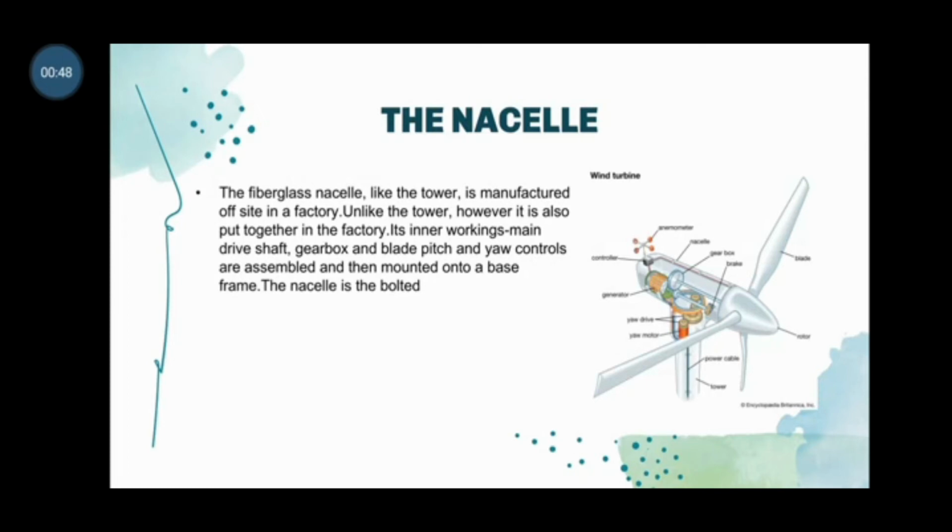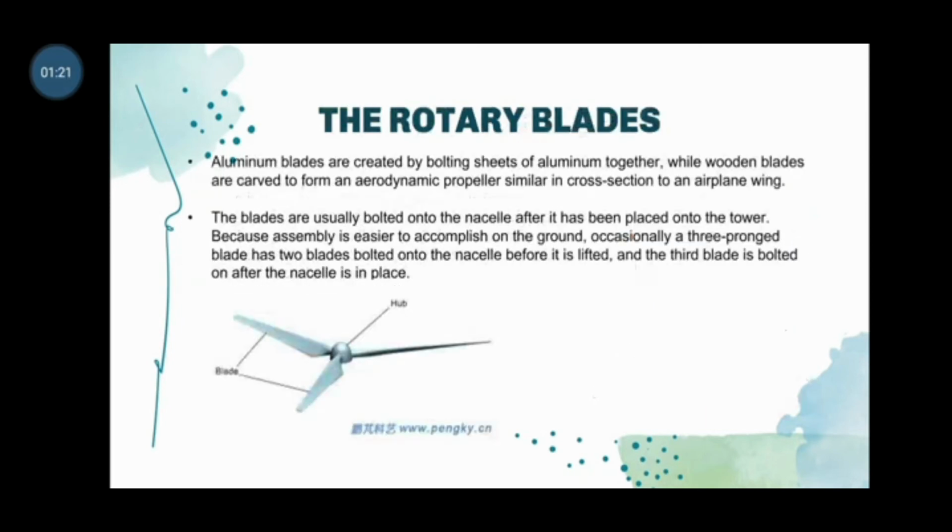Second one, the nacelle. The nacelle is made from fiberglass like the tower. It's manufactured off-site in the factory. Unlike the tower, however, it is also put together in the factory. Its inner workings, main drive shaft, gearbox, and blade pitch and yaw control are assembled and then mounted into a base frame. The nacelle is then bolted. As for the picture, it shows the inside of the nacelle.